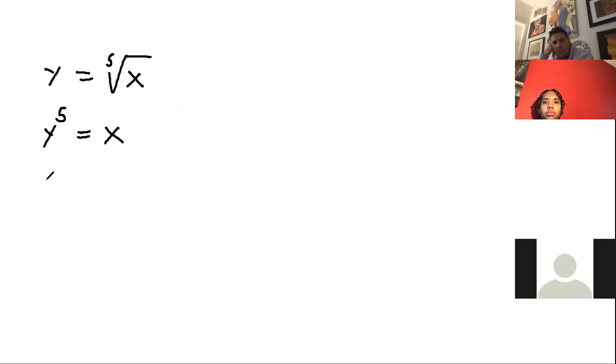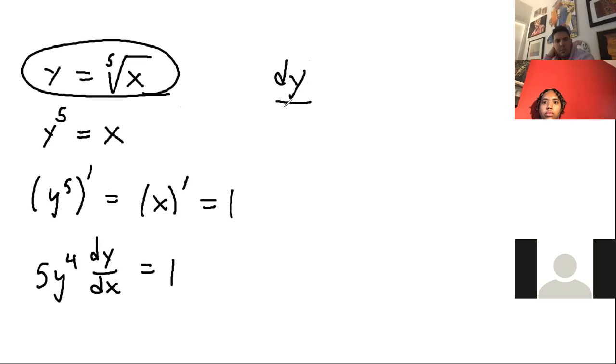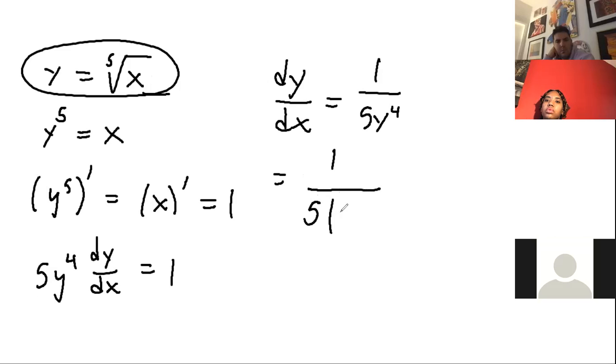And then I can use implicit differentiation. Look at it. The derivative of y to the power of 5 is equal to the derivative of x, which is 1. But what's the derivative of y to the 5? It's 5 y to the 4 dy dx. Here dy dx is the derivative that I'm interested in. And that's equal to 1. So that means that dy dx equals 1 divided by 5y to the 4. And then what is y? It's this thing. So it would be 1 divided by 5 times the fifth root of x to the power of 4. And you can, of course, write it as 1 over 5, x to the power of minus 4 over 5. Yes? So I did it using implicit differentiation.